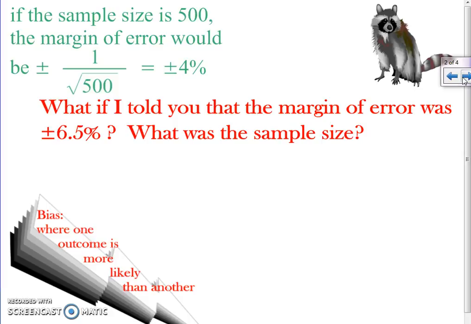Sometimes they're going to ask you to just say what the margin of error would be. Looking at this example right here, if we have 500, we take 1 divided by the square root of 500 and we get 4%. So use 1 divided by the square root of your sample size. That is your rule of thumb here. An n is usually the sample size. So it's 1 over the square root of n. That's how you calculate margin of error.